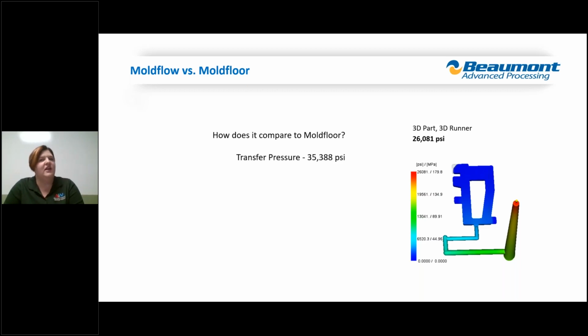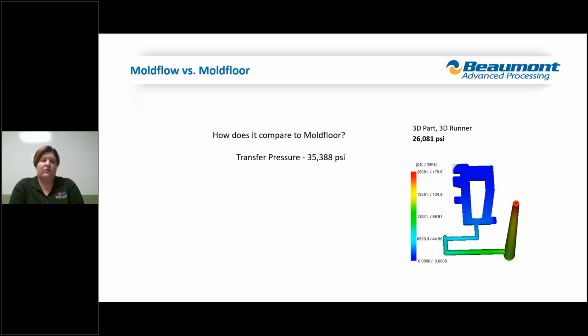And what he got for a transfer pressure was 35,388. On the surface, that may not look like the simulation did a good job. But what you have to remember is the simulation is only going to predict what I've modeled. What I have not modeled, and my colleague will see, is the machine nozzle. So we will have pressure losses through the machine. We'll have screw conveyance losses that we need to account for.